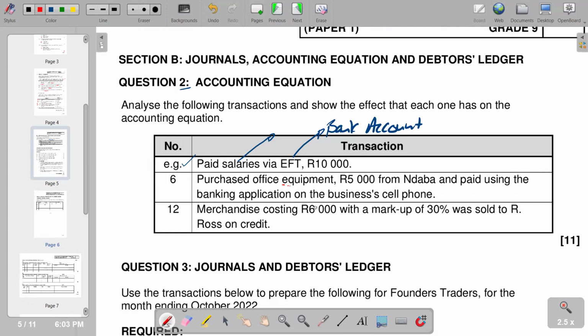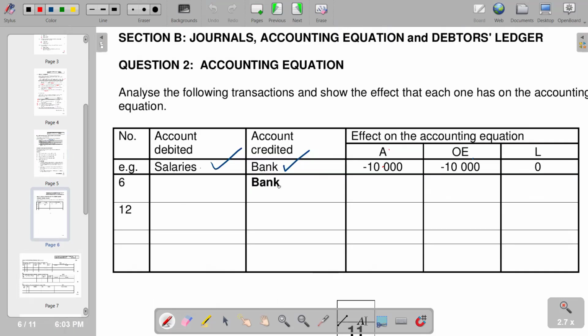In terms of which one is debited and which is credited, remember we debit what is coming into the business. We are purchasing office equipment, so we debit office equipment, and we are paying through the bank, so money is going out and we credit bank. The bank is already entered on the credit side, so on the debit side now we have equipment.